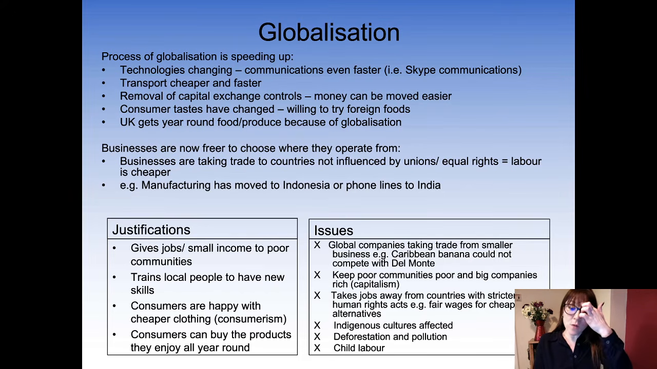It takes jobs away from countries with stricter human rights acts, so fairer wages for cheaper alternatives. So, for example, not a lot is produced in this country because it costs so much to pay all of your workers and all the health and safety and all the sick pay, etc. So it means that jobs are taken away from countries like ours. Indigenous cultures are affected, the deforestation and pollution of the countries, and then child labour.